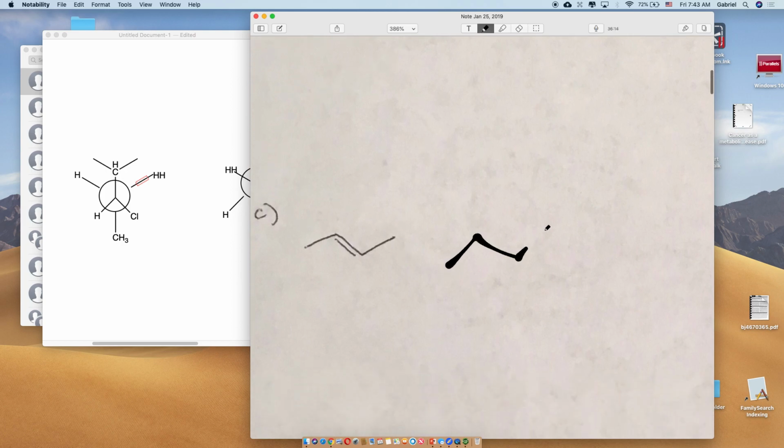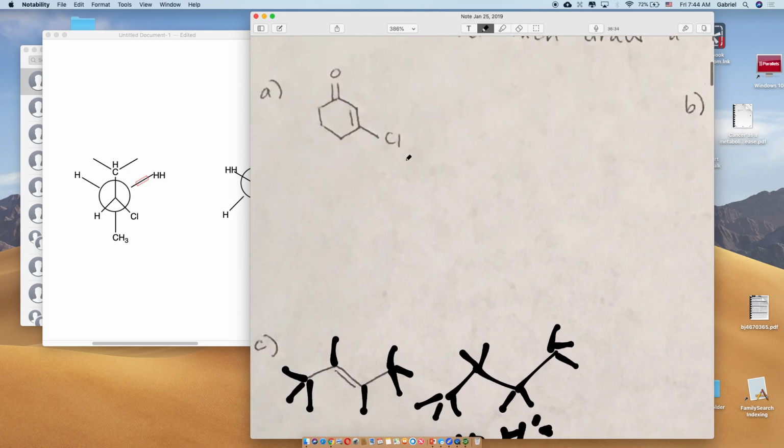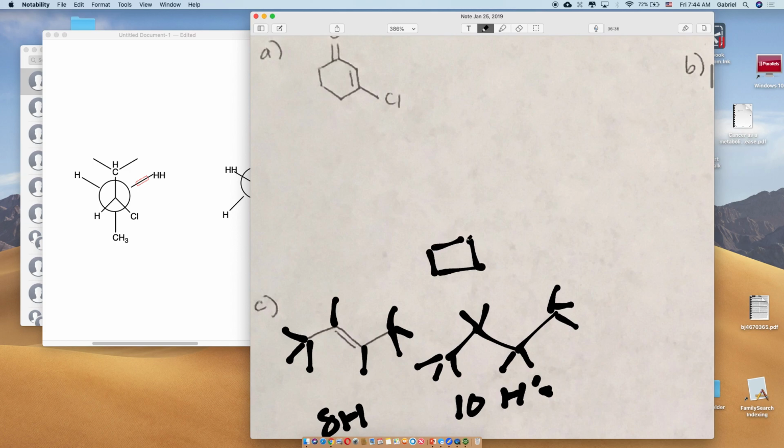If we compare this with the alkane, we've got 1, 2, 3, 4, 5, 6, 7, 8, 9, 10 hydrogens. Versus here we have 1, 2, 3, 4, 5, 6, 7, 8. This has 8 hydrogens. This has 10 hydrogens. The double bond eliminated 2 hydrogens. Same with the ring up here. If we did a cyclobutane ring, we'd have 1, 2, 3, 4, 5, 6, 7, 8. So both rings and double bonds cause us to lose 2 hydrogens.